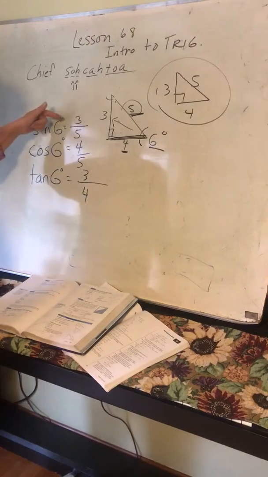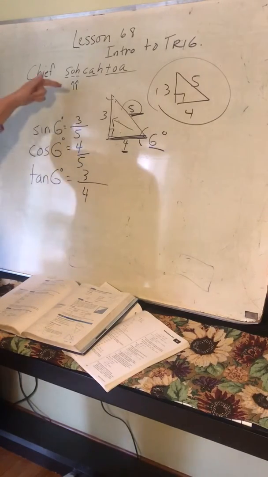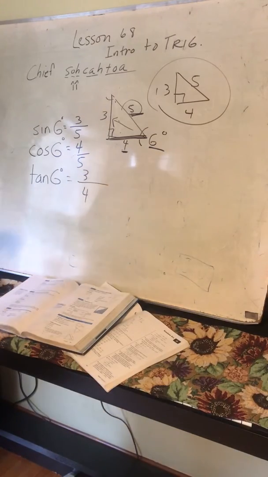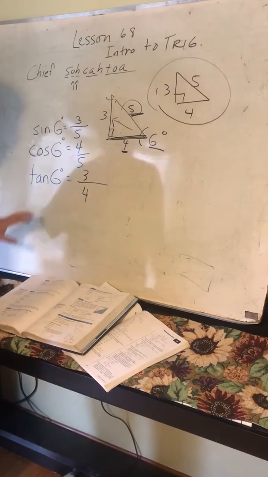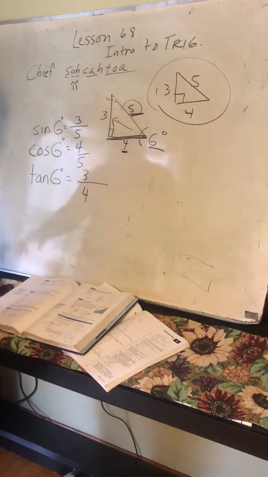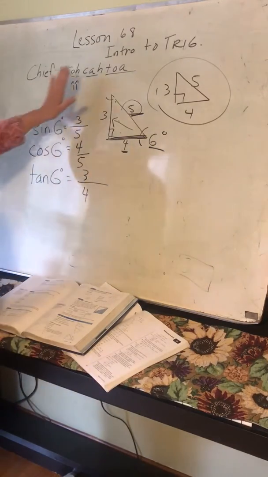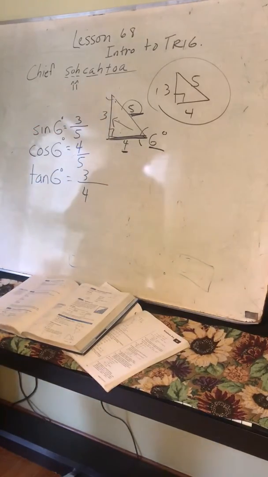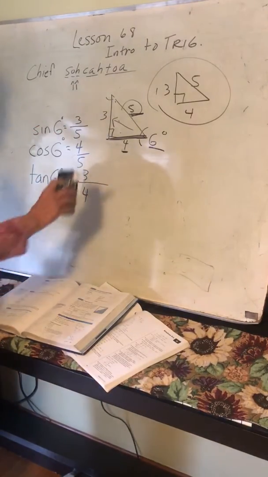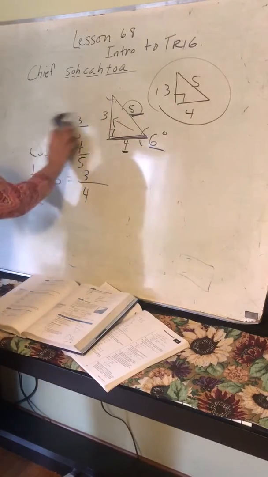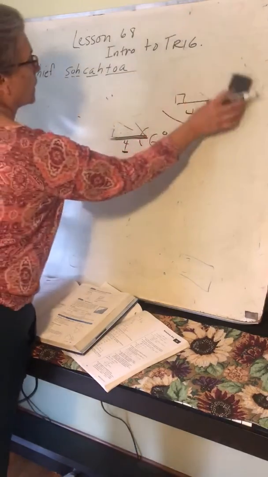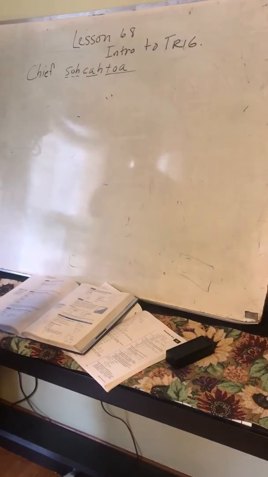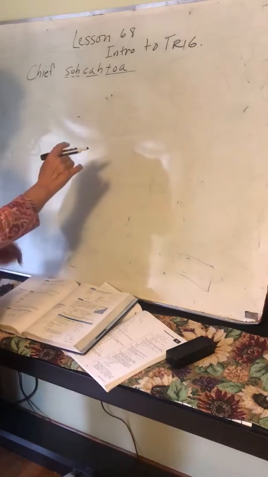Then you can use the calculator to compute these from this information. We'll do that next. That's so you can understand what parts of the triangle we're using and how we set up the ratios. Okay, so let's go to the next thing. Let's look at actually calculating the trig ratios.